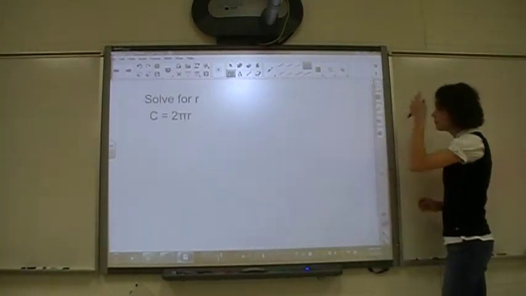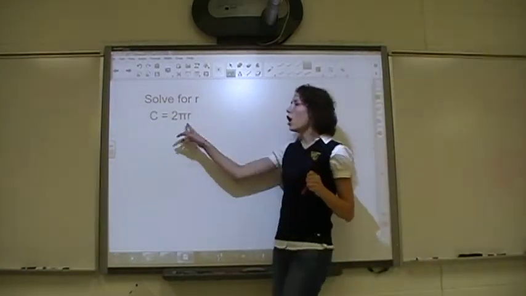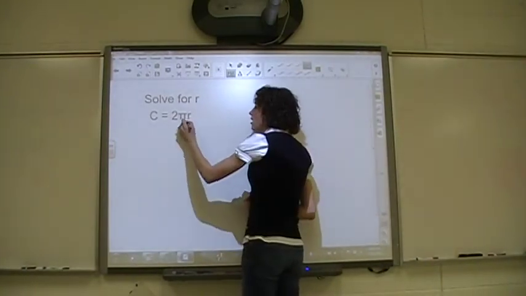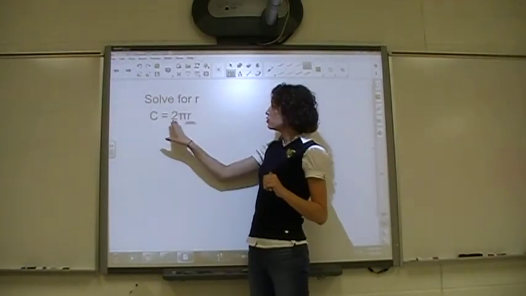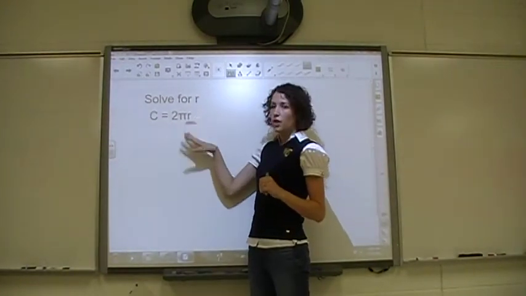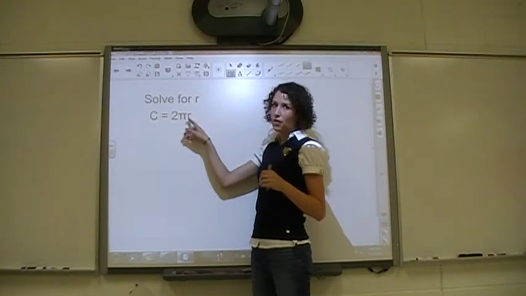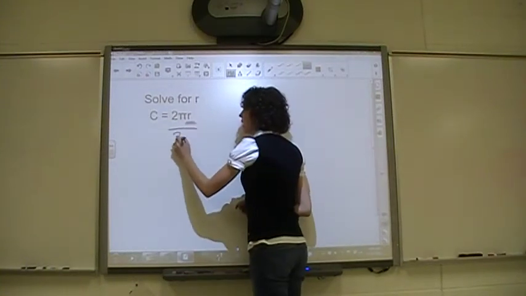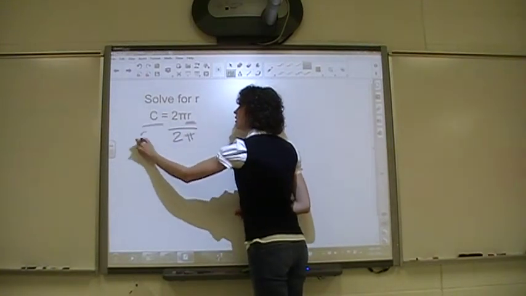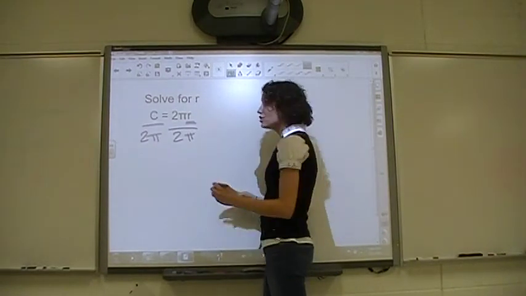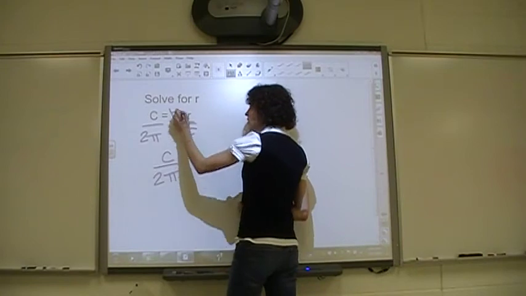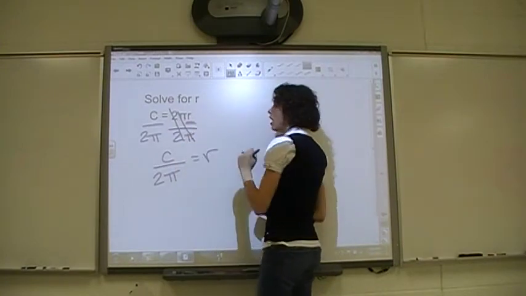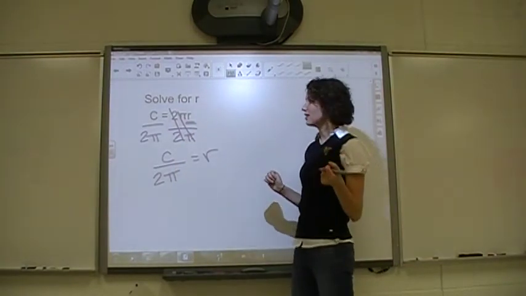Let's try another one. Solve for R. So our R is right there. You have C equals 2 pi R. So what we need to do is get R by itself by dividing by 2 pi. So my answer is C over 2 pi, these cancel out, equals R. That's it. That's your final answer.